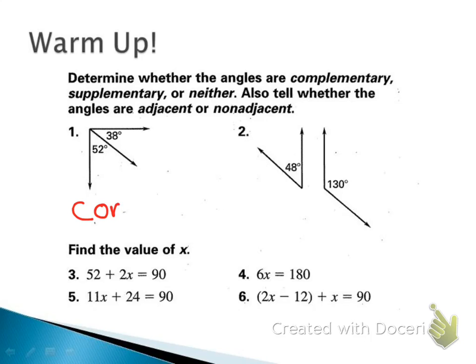Complementary, why? Yeah, when you add those two numbers together, you get 90 degrees. Good. Now, are they adjacent or non-adjacent? Adjacent, good. Remember, adjacent means they share a side and a vertex.